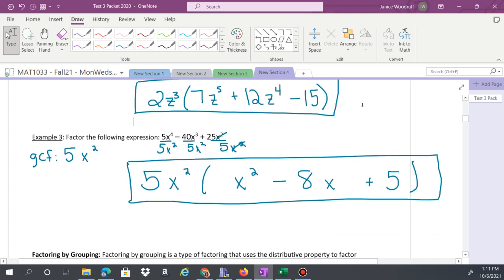Okay, so that's GCF. When we are factoring, the reason why we look at this first is because this is always going to be the first thing you do. So you always look to see if you can take a GCF out first before you do any other factoring.